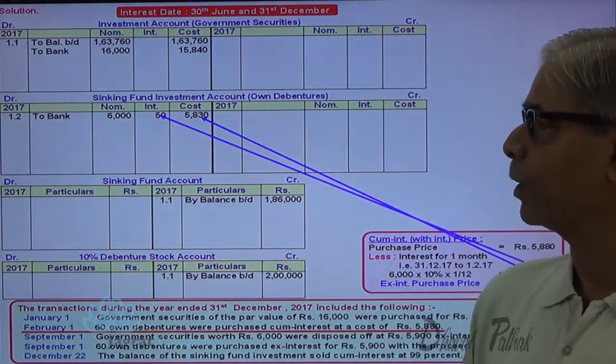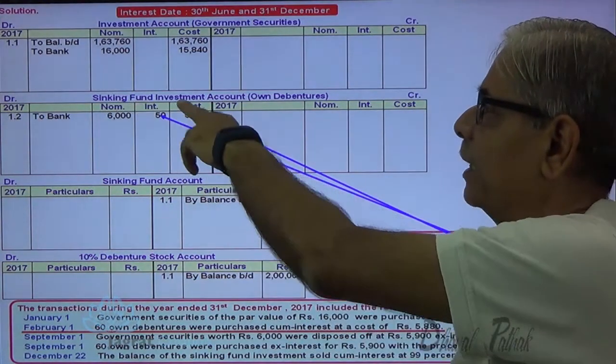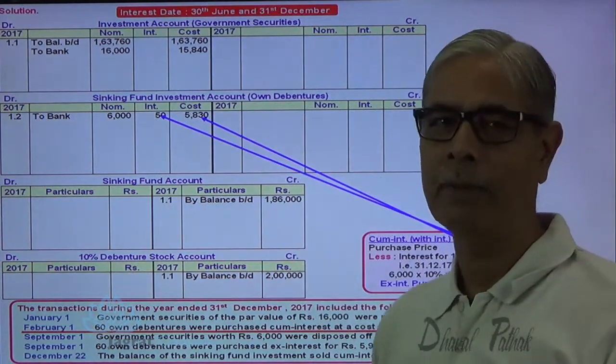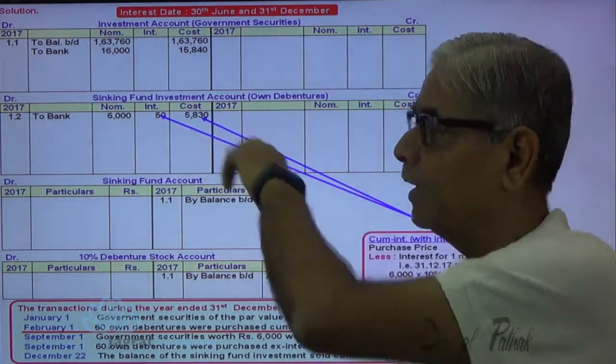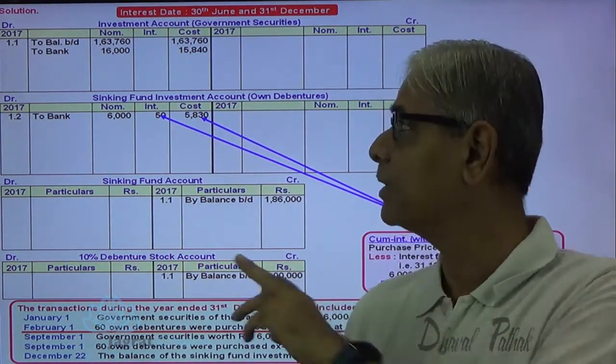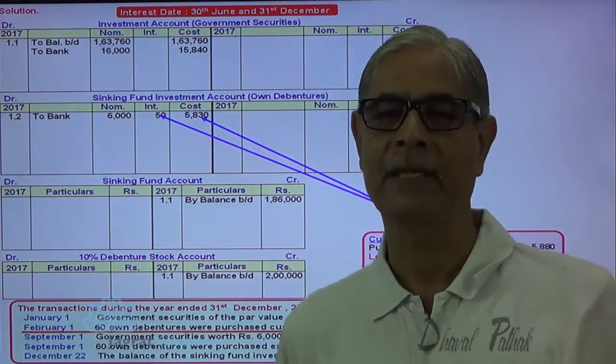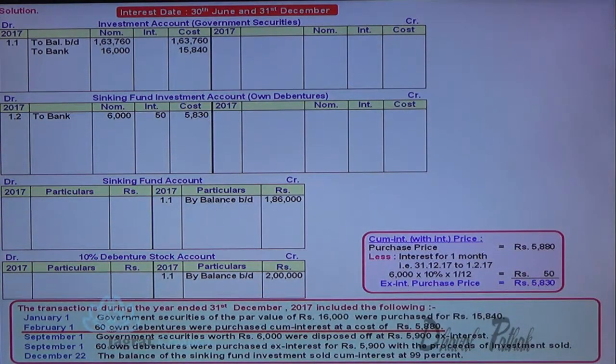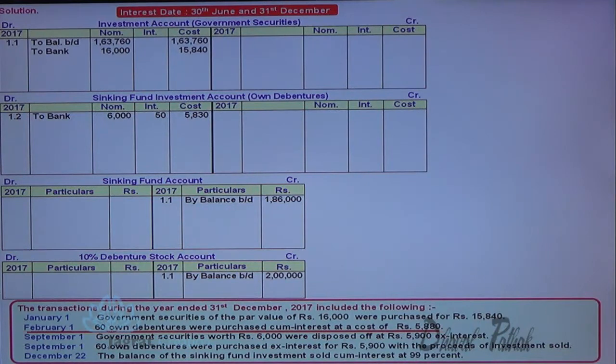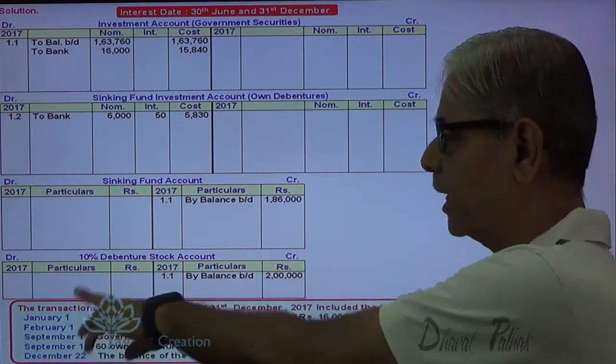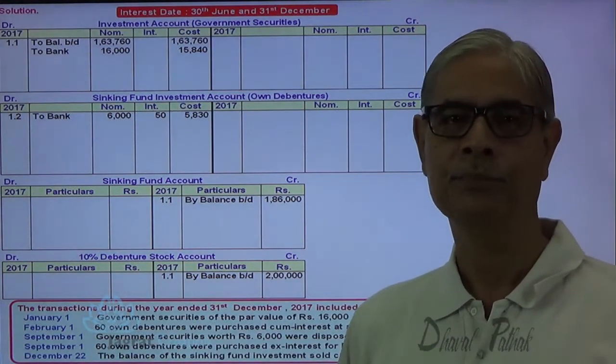The journal entry for that: sinking fund investment in own debenture account debit 5,830, interest on own debenture account debit 50, to bank account credit. That's the entry. Now 1st January, 1st February done.